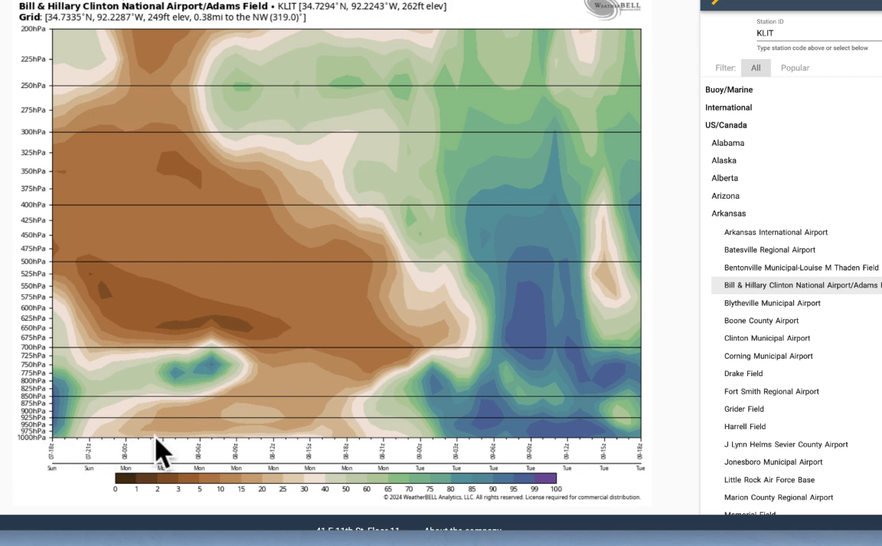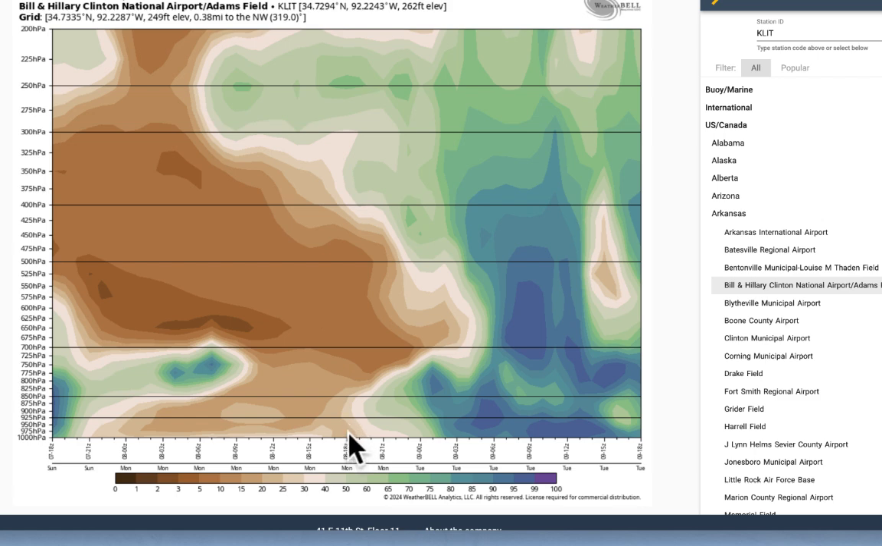This extends through time. Right here is the eclipse. So this is the time period for the eclipse. And what you're looking at is a relative humidity cross-section, a slice of the atmosphere. This is the ground all the way up towards 20, 30,000 feet and beyond. And this is the time of the eclipse. This is according to a high-resolution rapid refresh model.